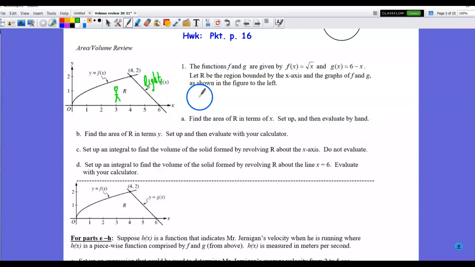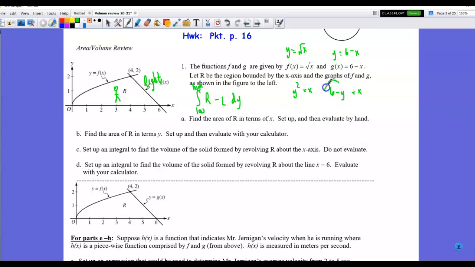So we're in terms of y, so we're going to accumulate from a low y value to a high y value. We're going to do the right curve minus the left curve dy. So we're going to have to change the g of x, which is y equal to 6 minus x. We're going to have to get x by itself. So x would be, subtract the 6 and divide by -1. That'll give you 6 minus y. And then we're going to have to get y equals square root of x. We're going to have to get x by itself, square both sides, and x is equal to y squared.